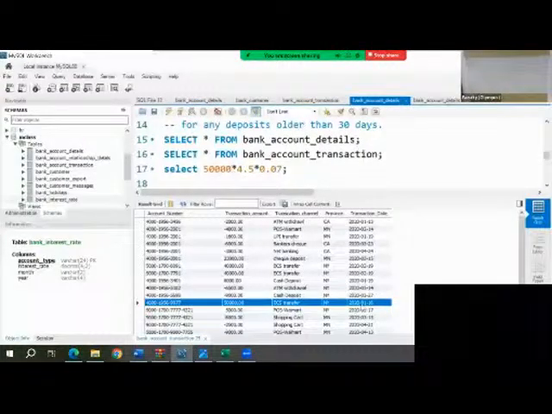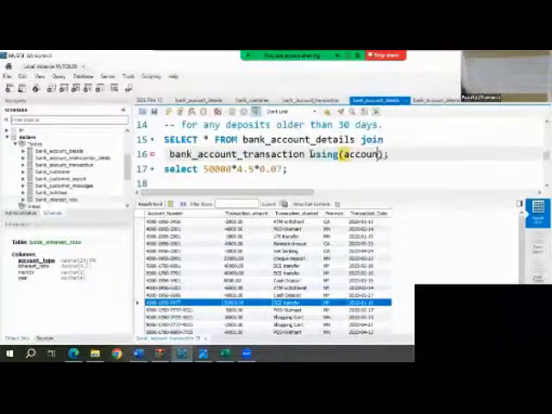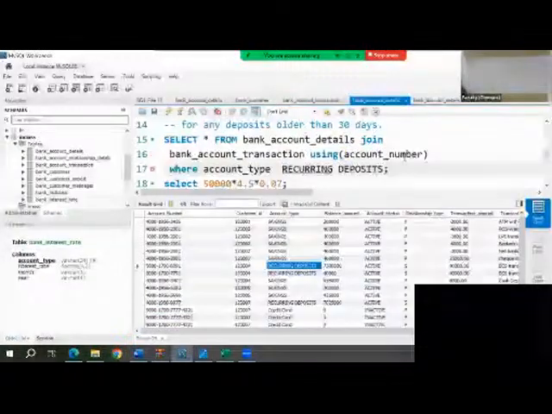We have to find out which are all recurring deposits and join these two tables, bank account details and bank account transaction, on account number. And now I have to filter recurring deposits.